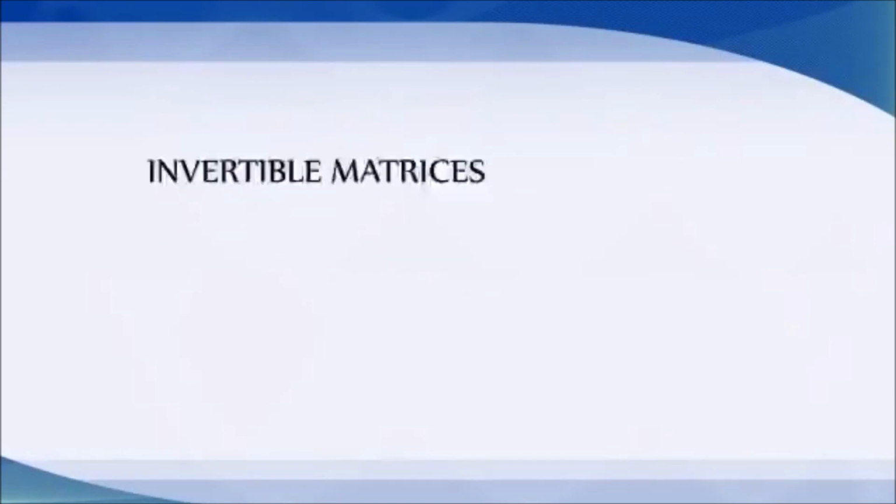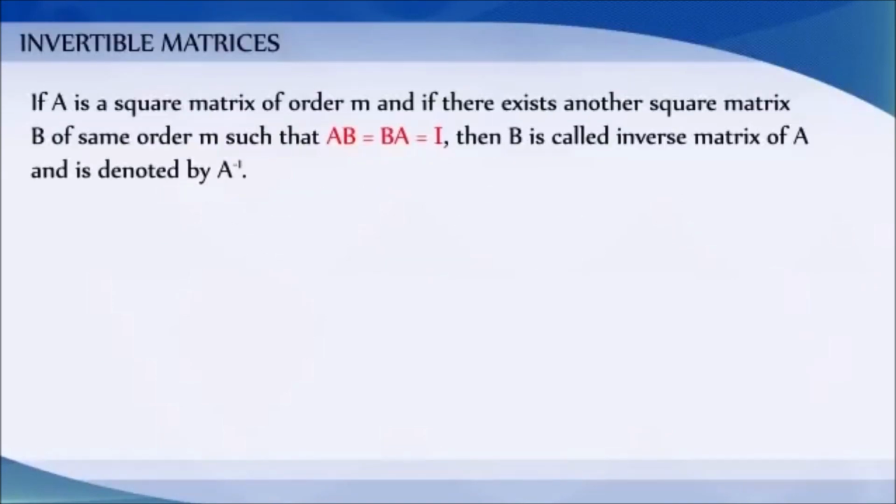Invertible matrices. If A is a square matrix of order m and if there exists another square matrix B of the same order m such that A times B is equal to B times A is equal to the identity matrix I, then B is called the inverse matrix of A and it is denoted by A inverse. In that case, A is said to be invertible.